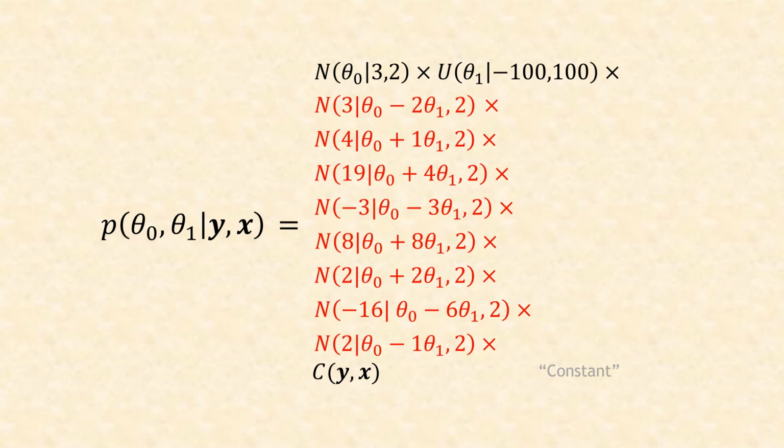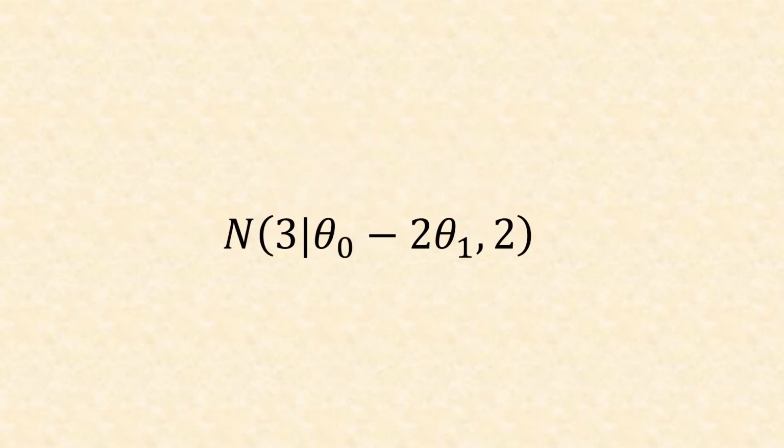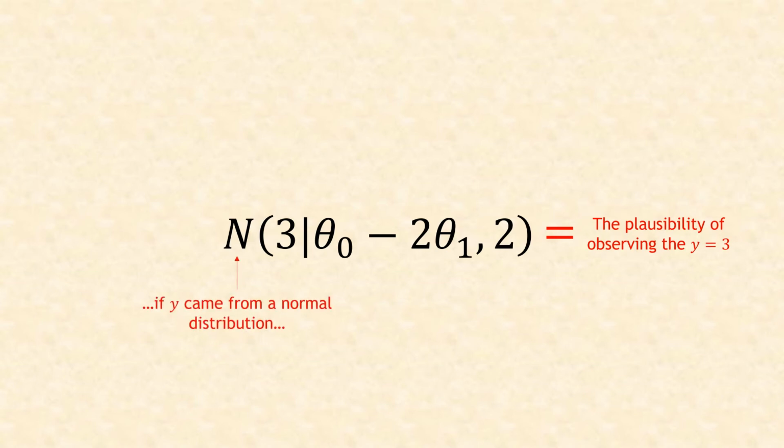Up until now, it's been quite a mechanical exercise of substituting variables and making equations. Let me now try to give you some intuition on why all of this works. To do this, let's zoom in on the first term of the likelihood. For a given pair of values, θ0 and θ1, this equation produces a single number. That number describes the plausibility of observing the number 3 under the assumption that the number 3 came from a normal distribution, with a mean governed by a linear combination of θ0 and θ1, dictated by the value of x2, which in this case is -2.